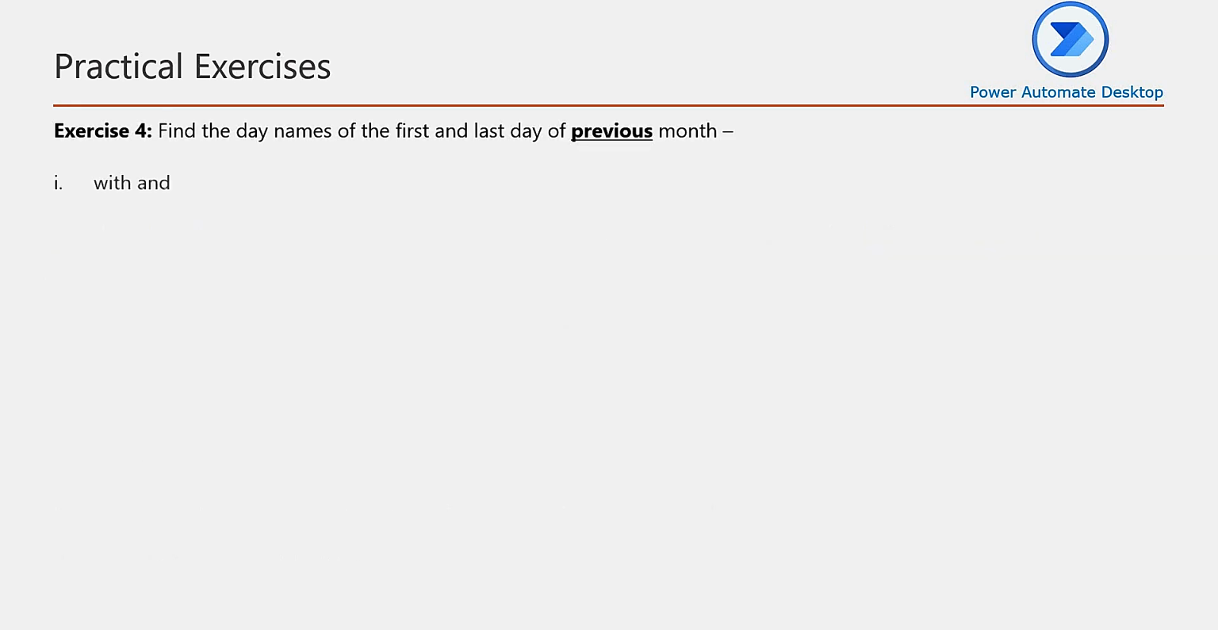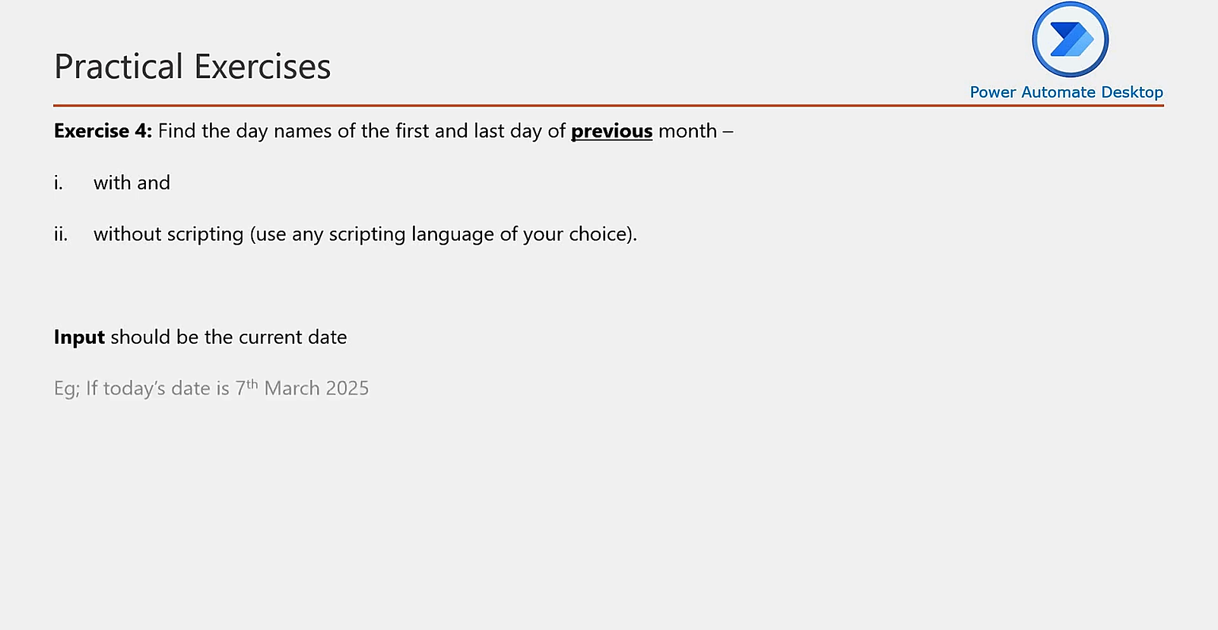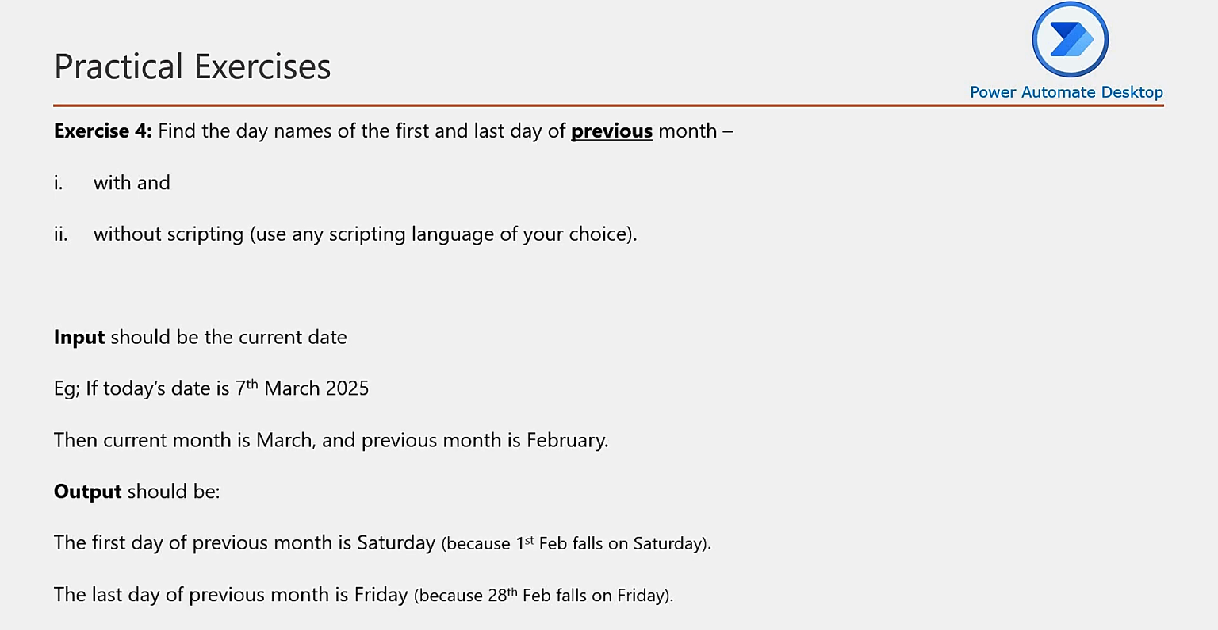The fourth practical exercise. You need to find the day names of the first and last day of the previous month. You need to do this both using and without scripting. First, you need to make use of any of the scripting actions of your choice. You can make use of any language if you're comfortable with VB script, JavaScript, PowerShell, make use of any one of them. So use any scripting, and the input should be the current date. You know how to get the current date and time.